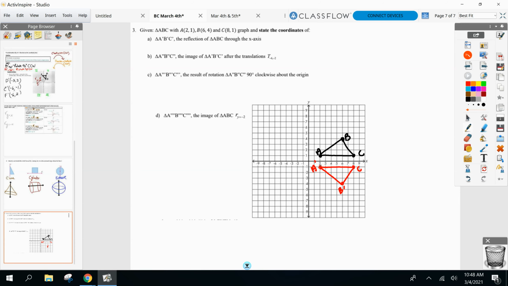Directions, directions, directions. Graph and state the coordinates. So your graph's not good enough for me here. I'm going to reach out to somebody and ask you for your coordinates as well. If it said graph, yeah, the graph alone is fine. But now I said state, yes, I need you to write down what A prime, B prime, C prime actually are.